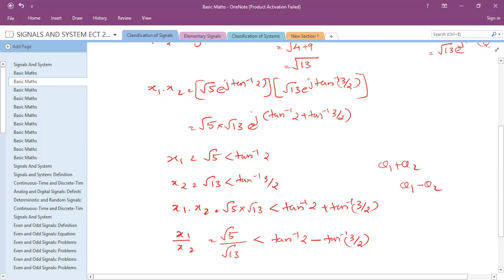Sometimes the value will be different, so make sure that the values are correct. You need to simplify this so that you can use the calculator.